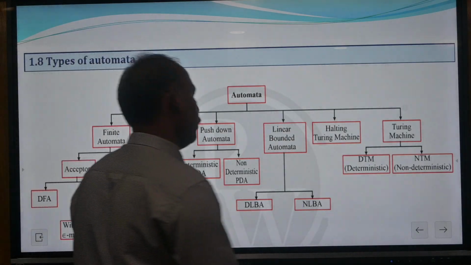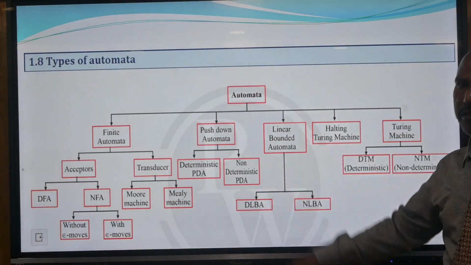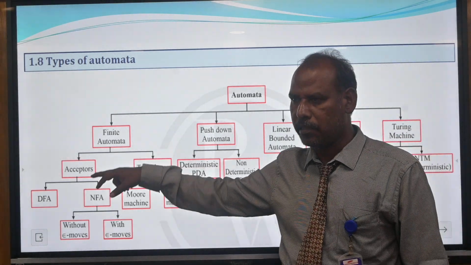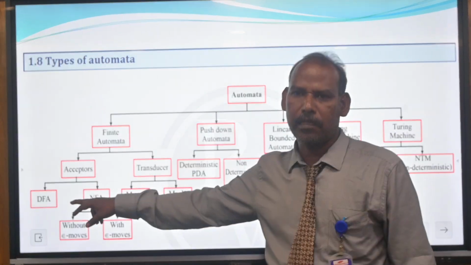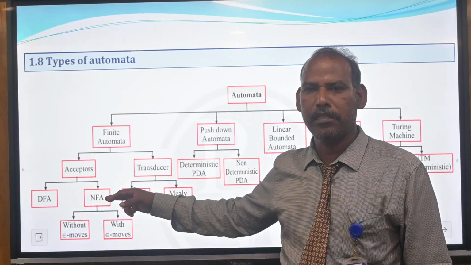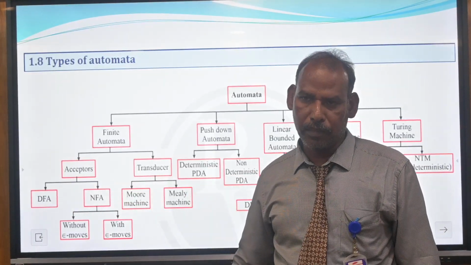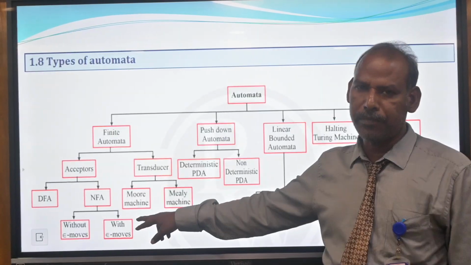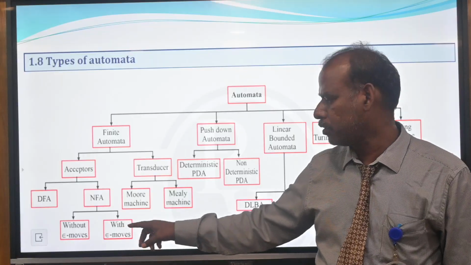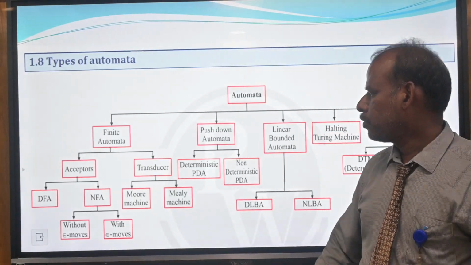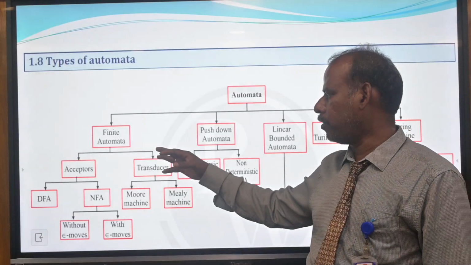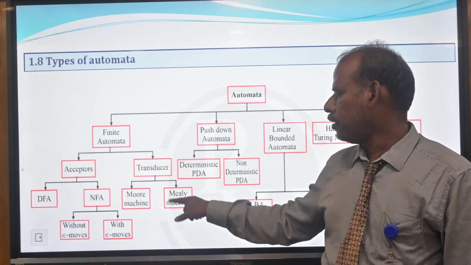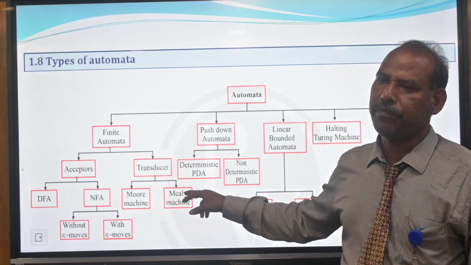Again, finite automata is classified into 2 things: acceptors and transducers. Acceptors are classified into 2 types: deterministic finite automata and non-deterministic finite automata. The non-deterministic finite automata are classified into 2 types: without null moves and with null moves. In another part, we have the finite automata transducers, which have 2 types: the Moore machine and the Mealy machine.